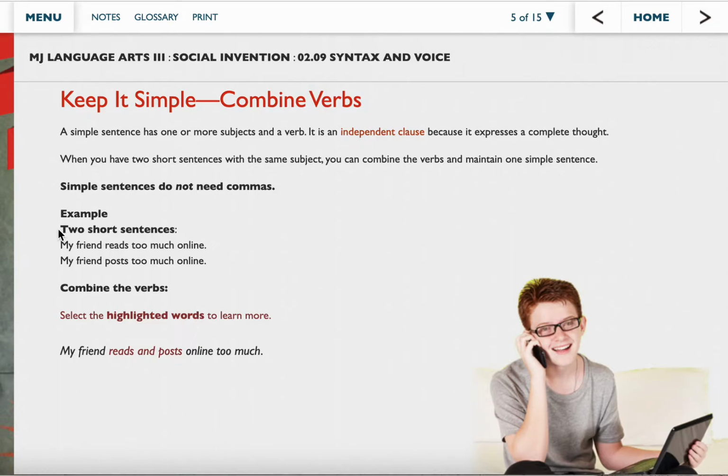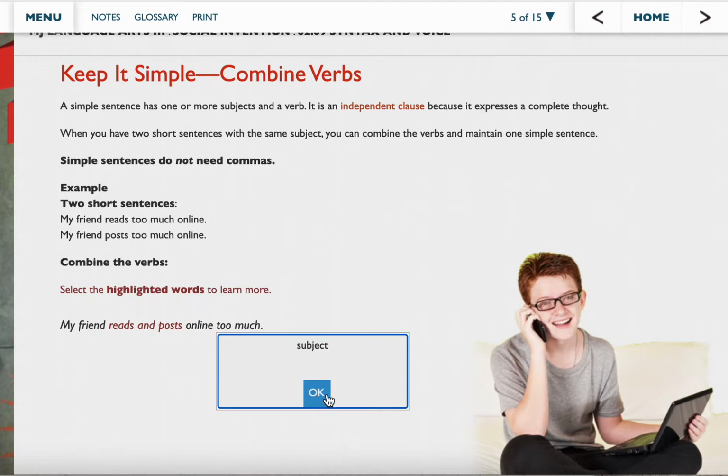Example, the 2 short sentences. My friend reads too much online. My friend posts too much online. Let's combine the verbs. My friend reads and posts online too much. My friend is the subject. Reads and posts are the 2 verbs. And online too much is what they're doing.